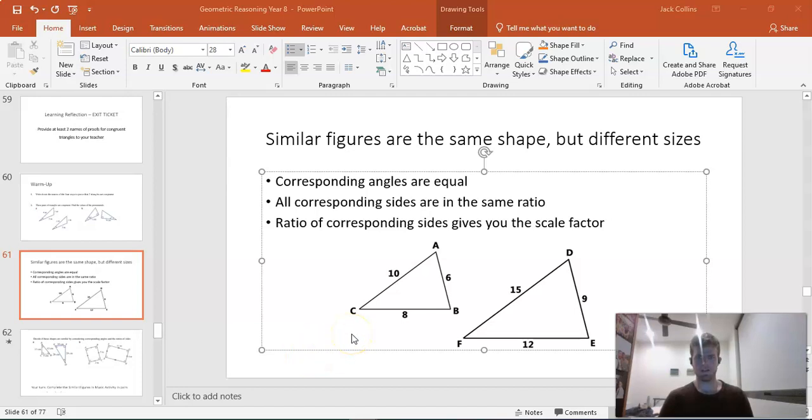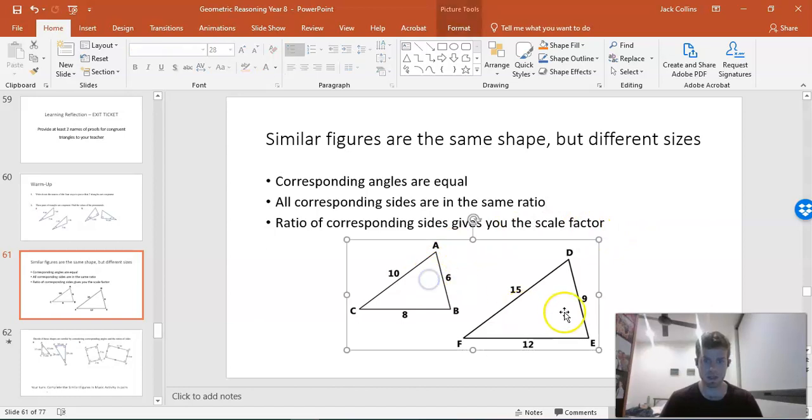Hi guys, in this video we're going to be looking at how to identify similar figures and what similar figures are. Last week we looked at congruent shapes, which were shapes that were exactly the same in terms of sides and angles. So it had the same sides, same angles. A similar figure is a shape where all the corresponding angles are equal and all the corresponding sides are in the same ratio. So if all the angles are equal and all the corresponding sides are in ratio, then the shapes are similar.